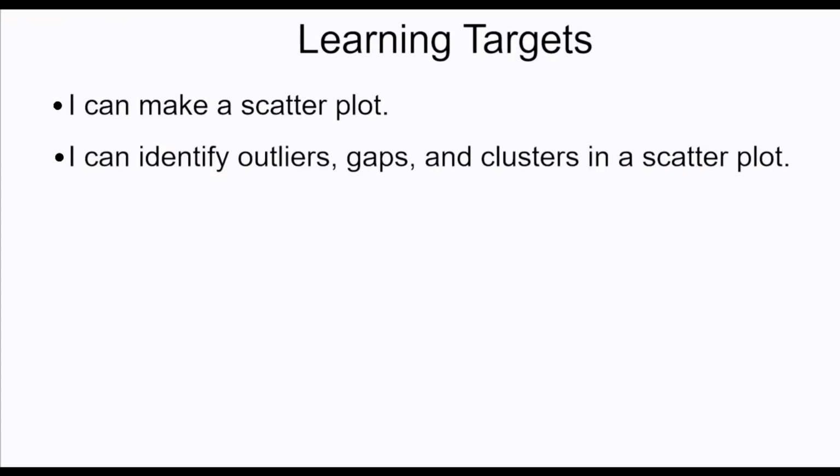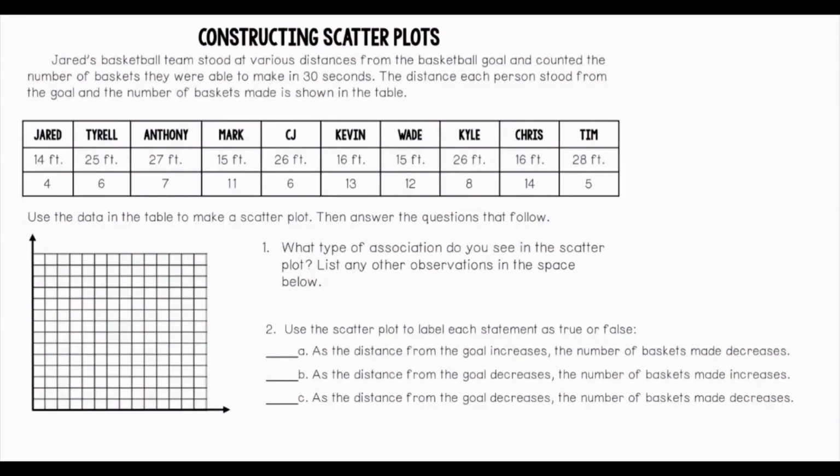Constructing scatterplots. Our learning targets for today are: I can make a scatterplot, and I can identify outliers, gaps, and clusters in a scatterplot. Looking at constructing scatterplots, Gerald's basketball team stood at various distances from the basketball goal and counted the number of baskets they were able to make in 30 seconds. The distance each person stood from the goal and the number of baskets made is shown in the table. We want to use the data in the table to make a scatterplot and then answer the questions that follow.